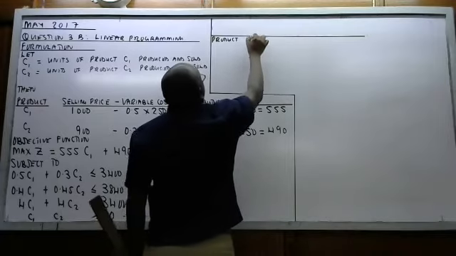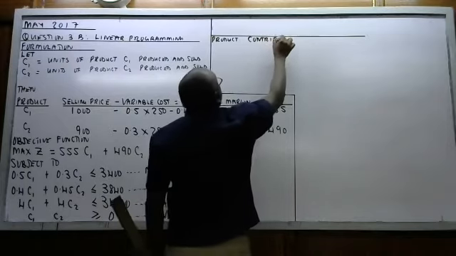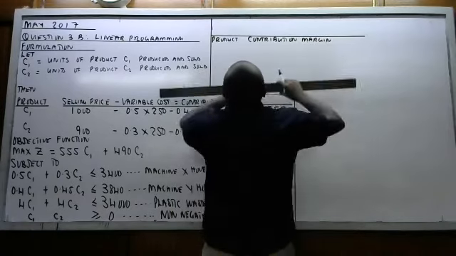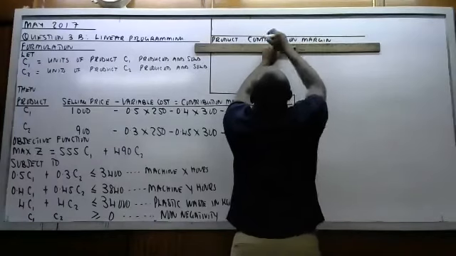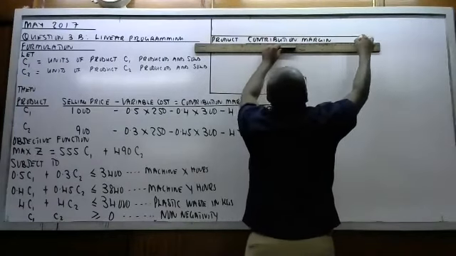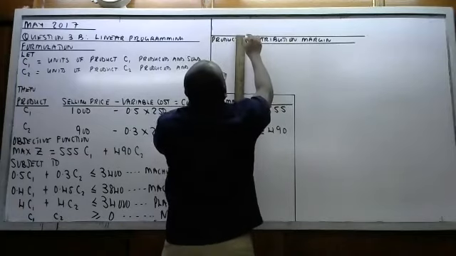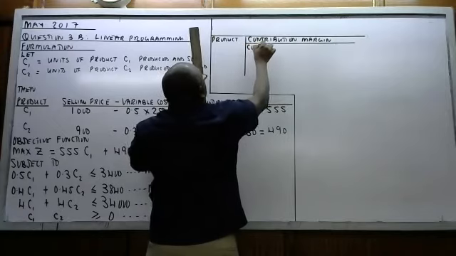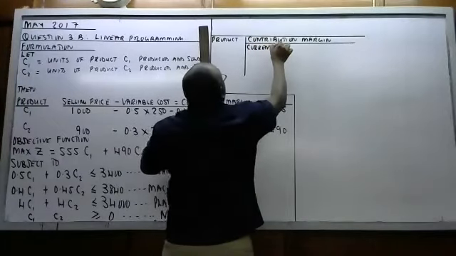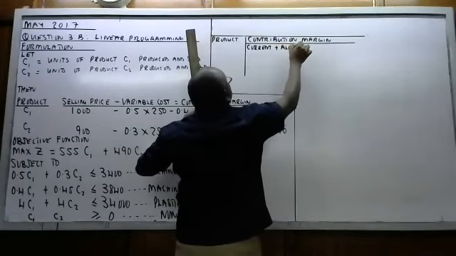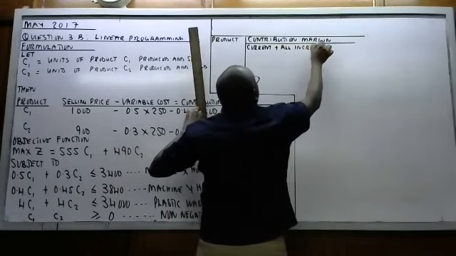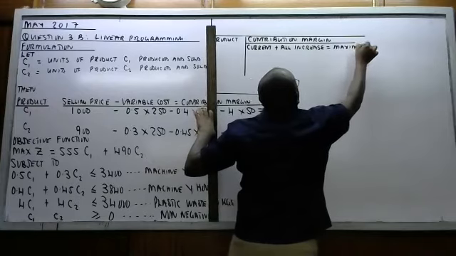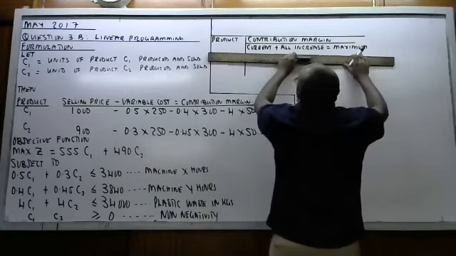We have contribution margin. Now this one, we will have current plus all increase, that will give us the maximum.